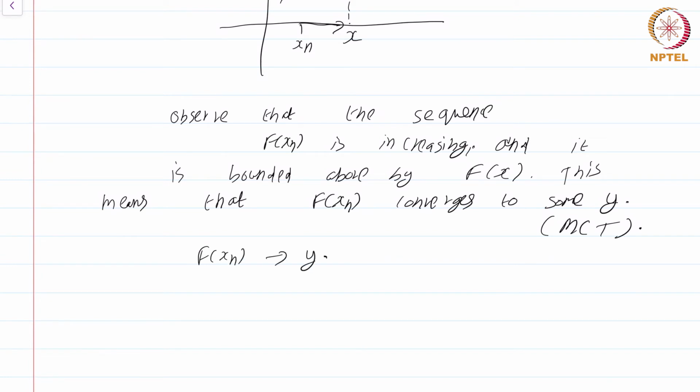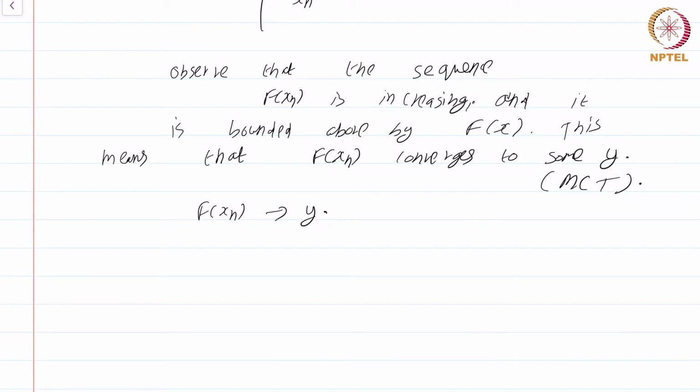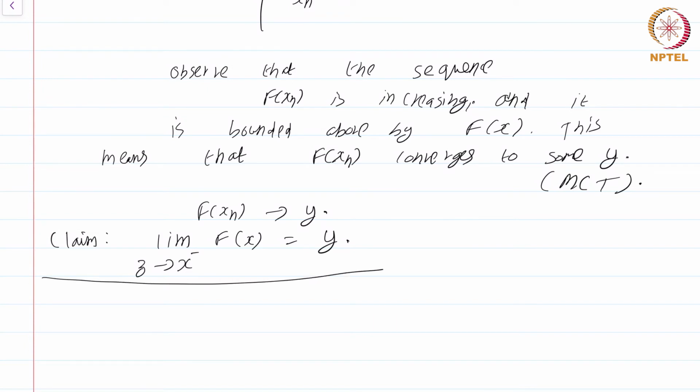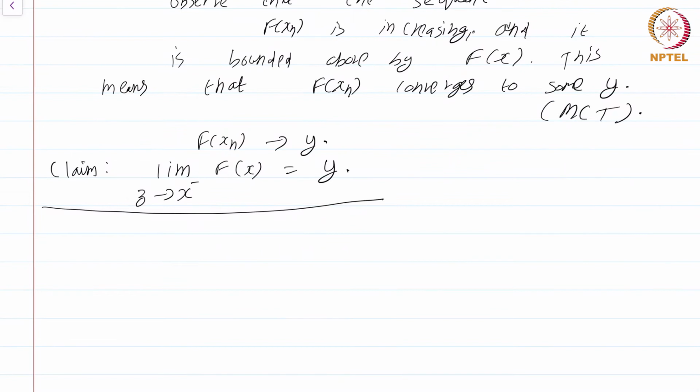Okay. Now I claim that this will force the limit as z goes to x from the left of f of z to be equal to y. I have to use a new variable, z going to x. This is the claim. Now I'm going to leave it to you to go back to the definition of one-sided limits and check that the argument I'm about to give is 100% proper.